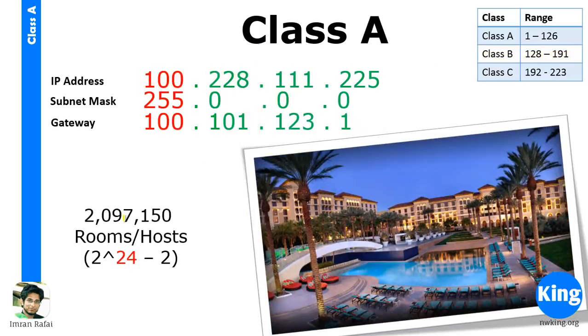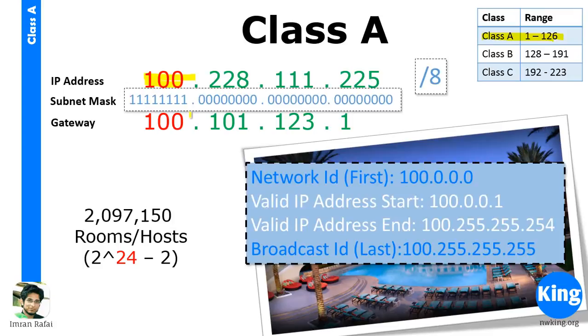Now we go to class A. Again, with the same rule, we look at the first octet and we see it is 100, and we know 100 is part of class A. So class A will have a subnet mask of 255.0.0.0. If you remember, class B had 255.255 and class C had 255.255.255. So class A has only one 255, the first octet. And if you convert it into binary, it looks something like this.